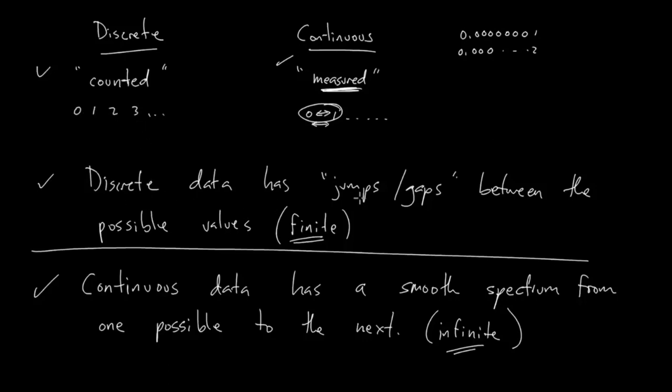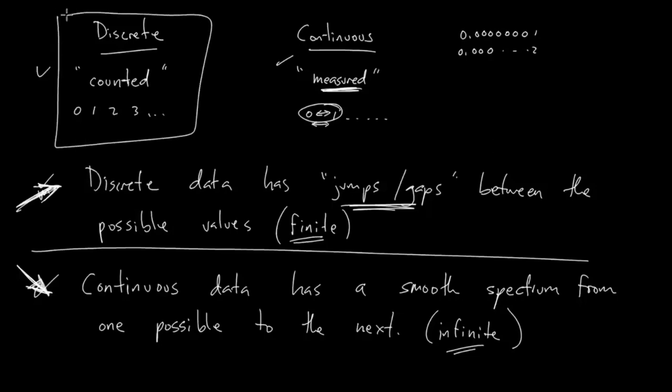So discrete data has jumps or gaps between the possible values, so there's going to be a limited number of those values. Continuous data has a smooth spectrum, so you don't jump from one answer to the next. You could be anywhere between any two possible answers. So these are two other descriptions of discrete and continuous that can help you to decide what kind of data you actually have. Now, one thing that I want to be careful about is I don't want to give you the impression that you can't have decimals with discrete data.